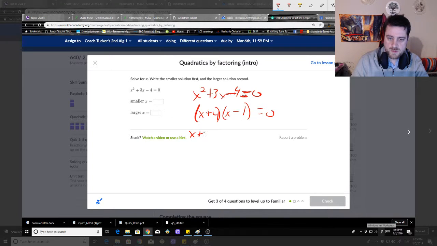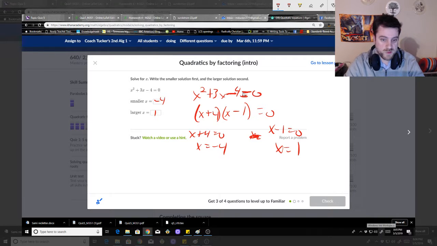So set each one equal to 0. X minus 1 equals 0. So x equals negative 4. X equals 1. So notice it says smaller x. That's negative 4. Negative 4 is technically smaller than 1 because it's further left on the number line. Which way would it be for you guys? That's that way, right. I forget, cameras invert as well.